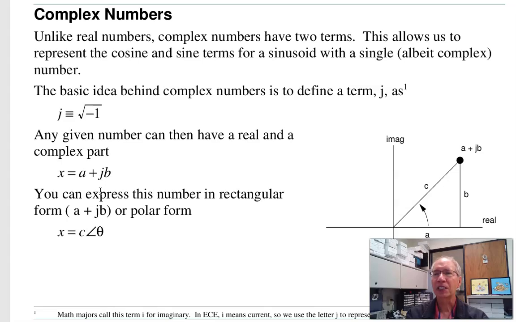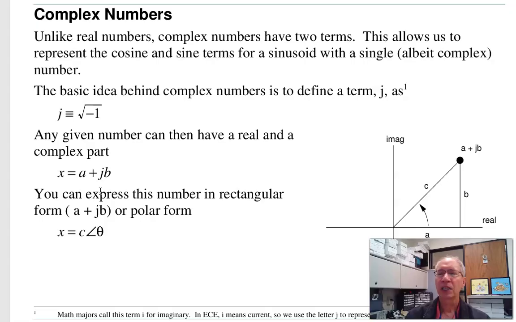Now the basic idea is to define a term called J. In math, they use i. In electrical engineering, i means current, so in electrical engineering we use J. Math uses i. Anyway, pick a term. I'm going to use J. J is defined as the square root of minus 1. What that means is J squared is minus 1.